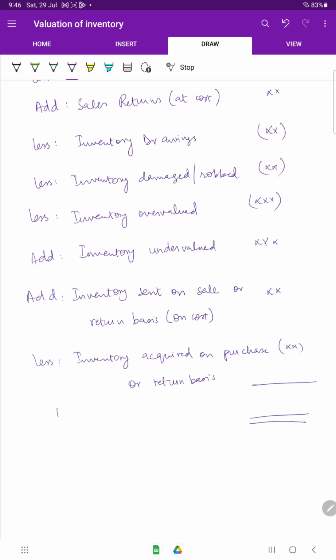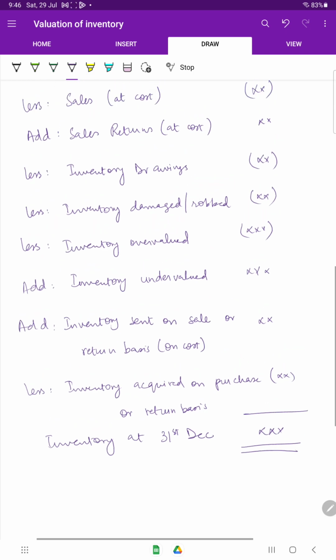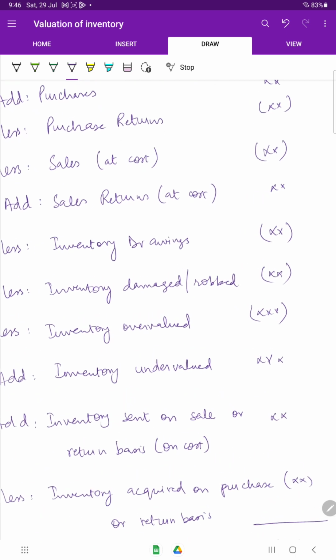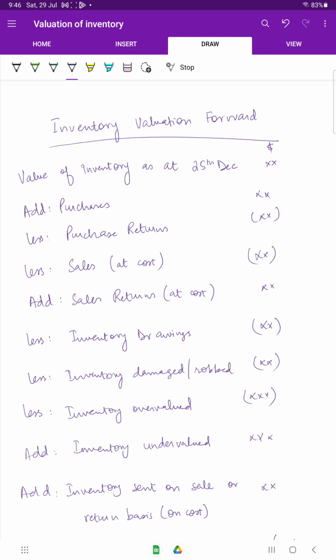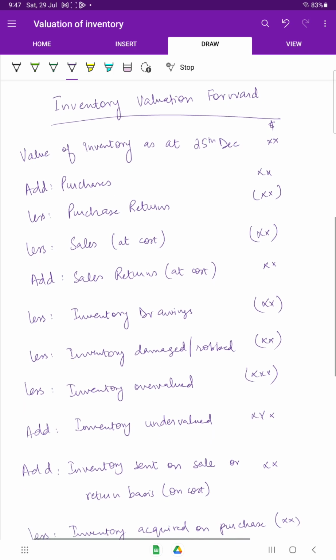This is your final amount for inventory at 31st of December. This was my inventory valuation forward. I'll give you 3 minutes to copy this and then we'll move to inventory valuation backwards. Hurry up.